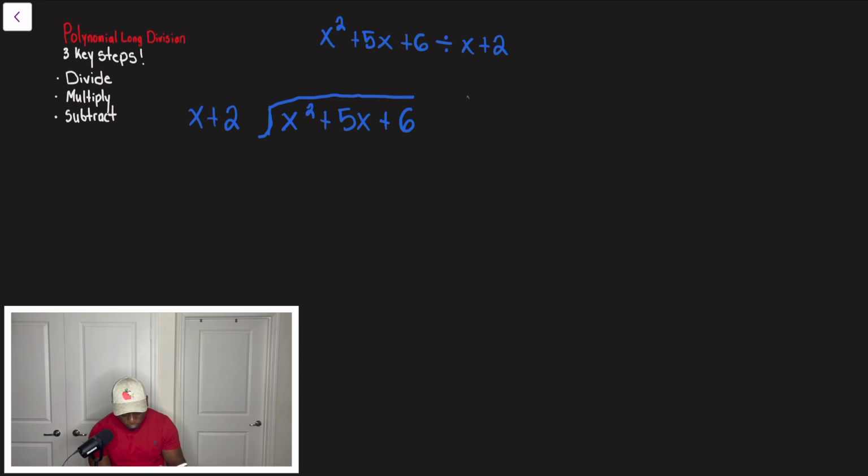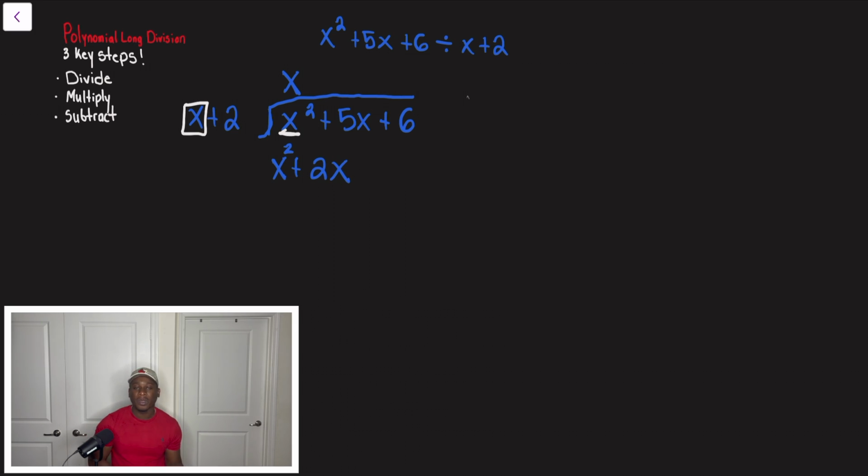We're going to take our first term, just x, and then we're going to divide x squared by it, which is why we need properties of exponents. So you guys should know that x squared divided by x will just be x. After we divide, we want to take our answer and multiply it back by x plus 2. So I'm going to multiply x times x, get x squared, and then x times 2, which will be plus 2x.